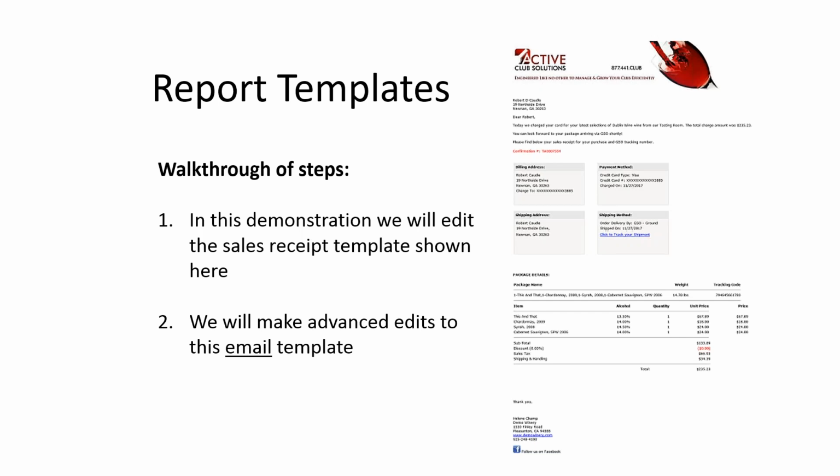Now, this is the current sales receipt in the system. It looks okay. You've got the address, the billing address, the shipping address and method, and it has the tracking and details of the order. And what we're going to do in this demonstration, we're going to edit this sales receipt, and we're going to make advanced changes to it.